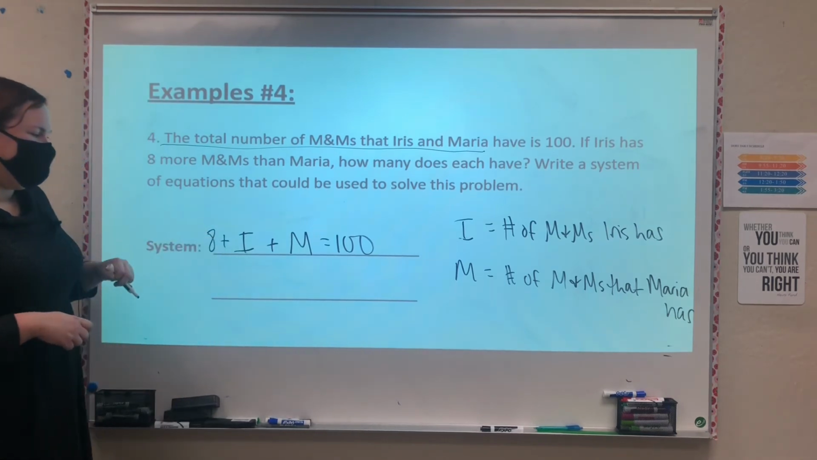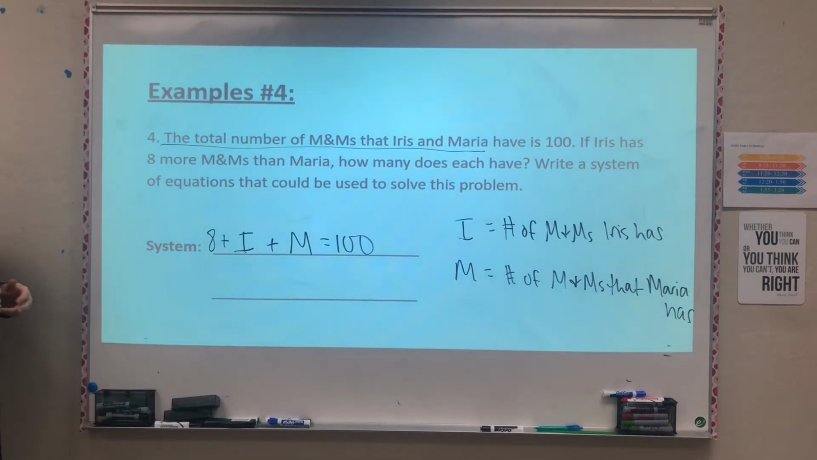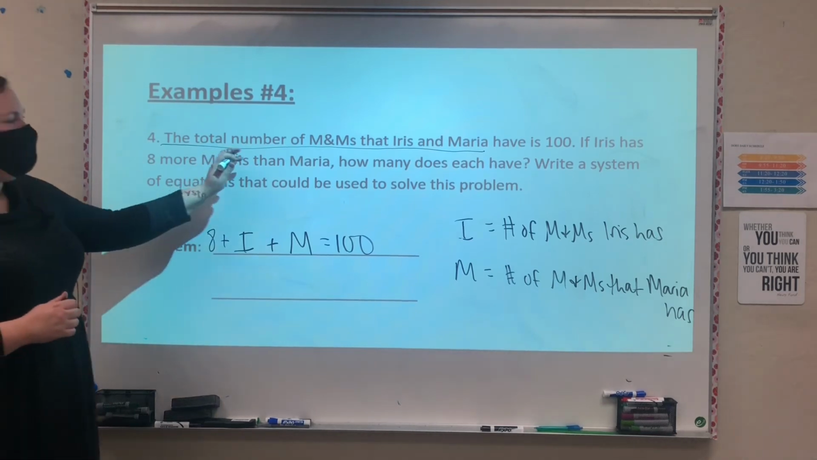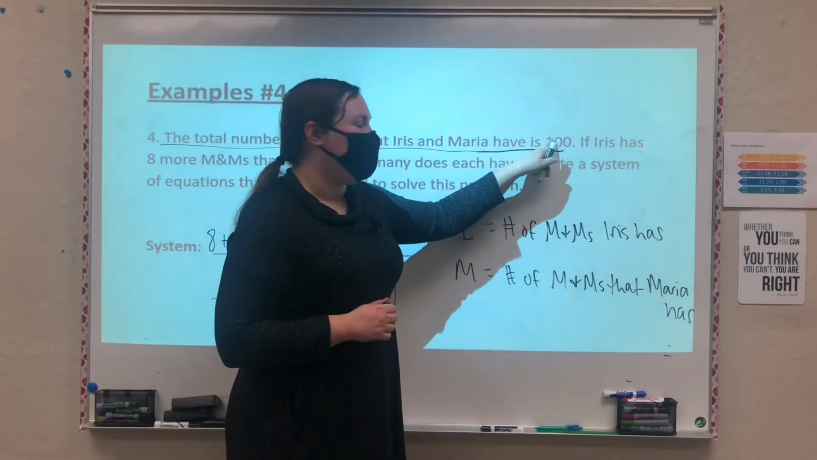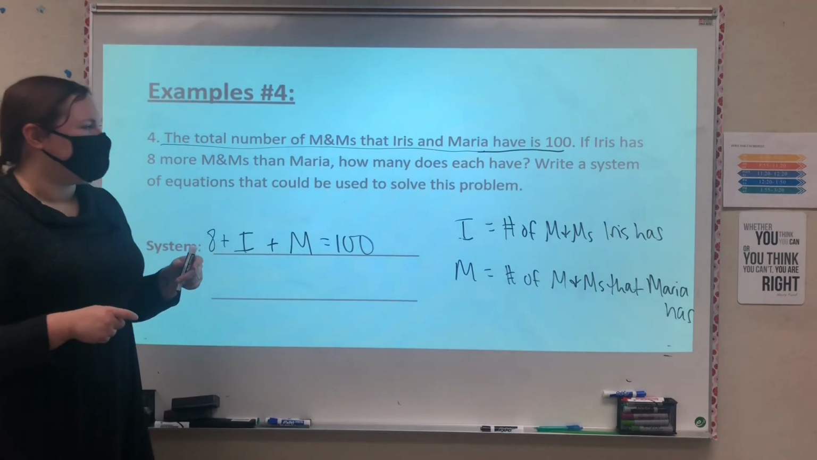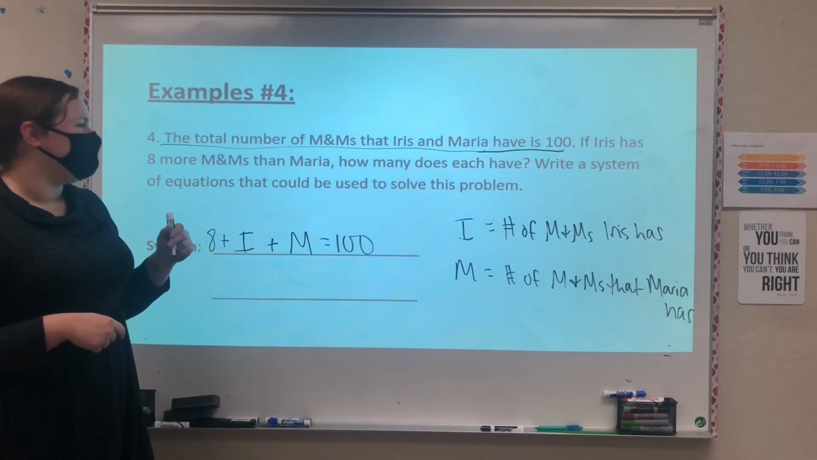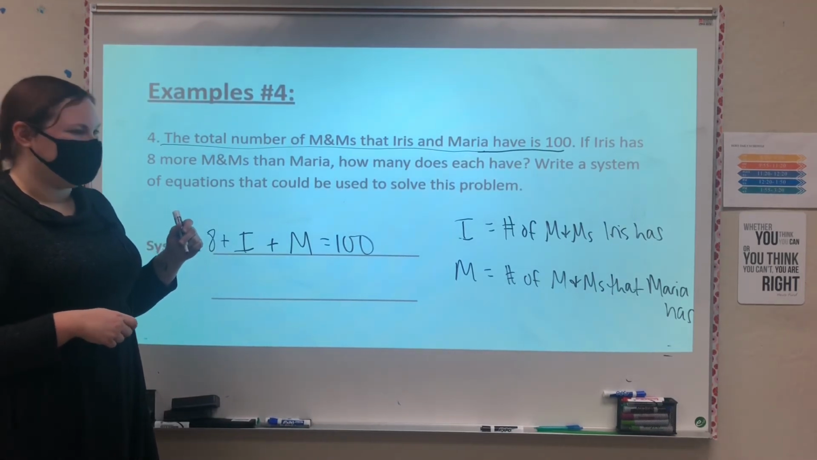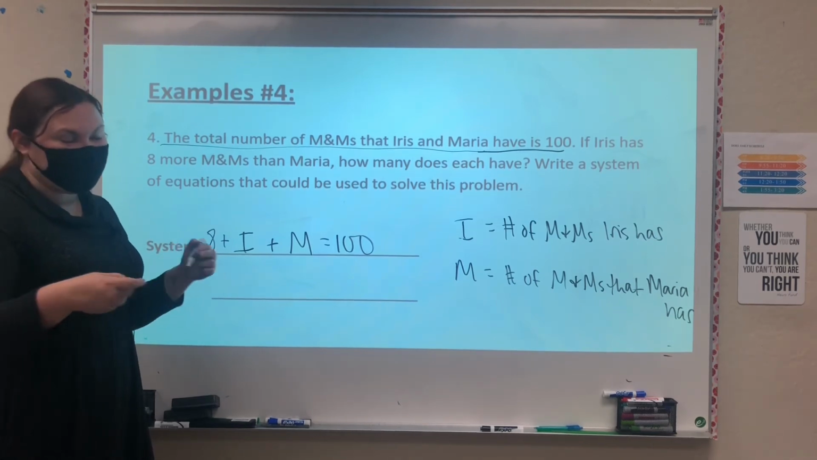Iris definitely has 8 more M&Ms, but no, so that wouldn't be that. Focus in on what we've got right here. You told me 100 represents what again? The total number of both of their M&M amounts. And you told me to find that total number. What do we have to do?